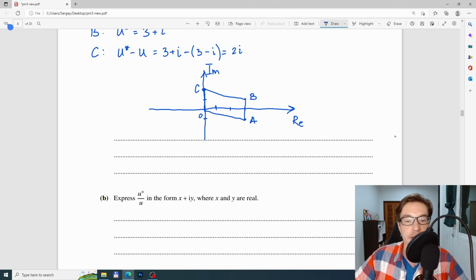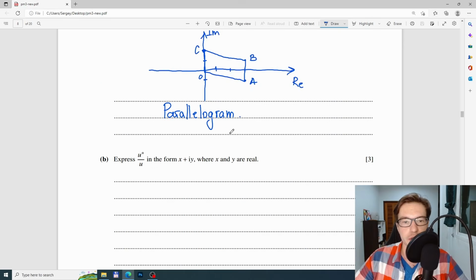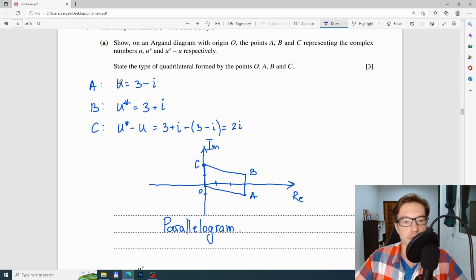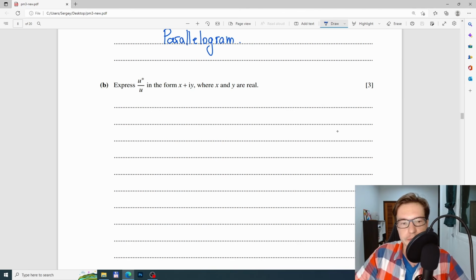And we can clearly see that this quadrilateral is a parallelogram. Express u conjugate over u in the form x plus iy. Okay, sure. Let's have a look at what u and u conjugate are and write it down. u conjugate over u equals 3 plus i over 3 minus i.